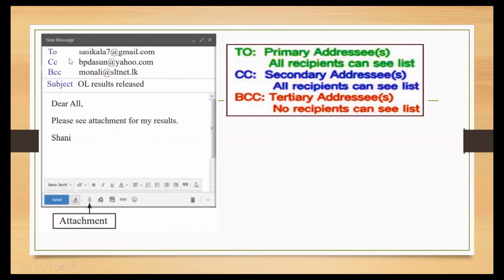So that's why normally we are using CC. But if you want to send so many mails, then you can use CC also, right? Or To also, it's okay. But CC normally we are using for a process like that, right?